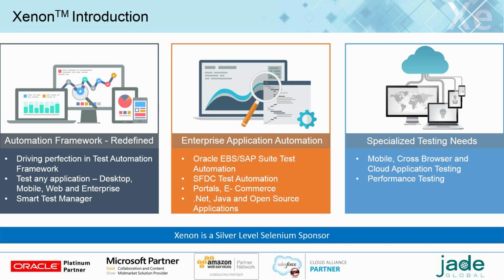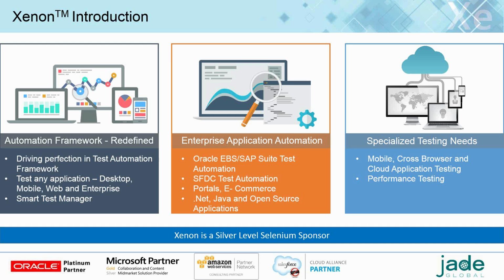And then needless to say, some of the most common use cases with automation testing are around portals, e-commerce, enterprise applications, Java and .NET based applications. The other kind of automation testing that is becoming increasingly popular is a lot of cross-browser testing, a lot of cloud application testing as applications move from on-premise to the cloud.